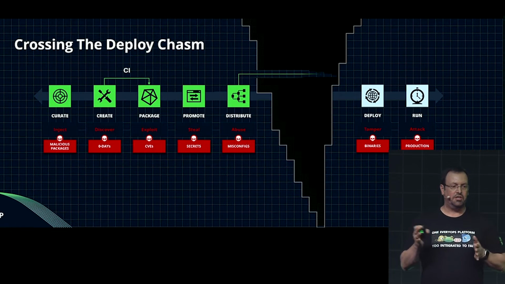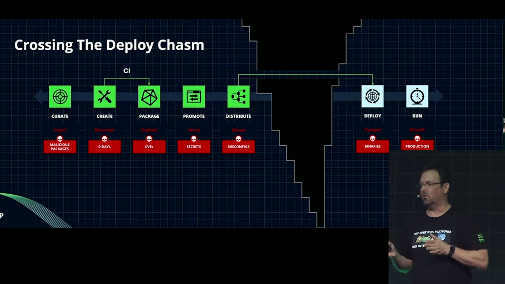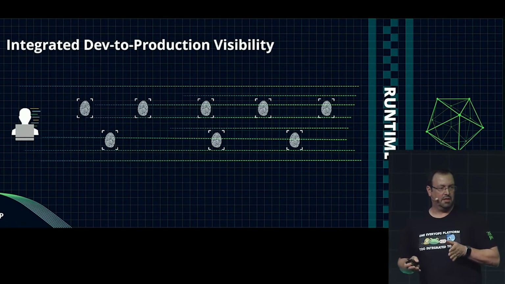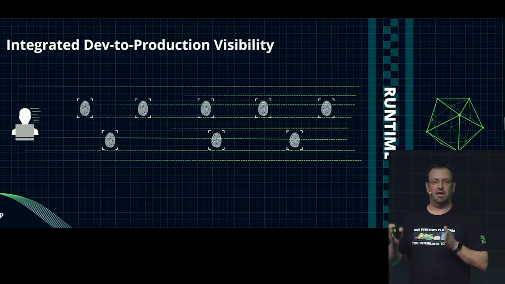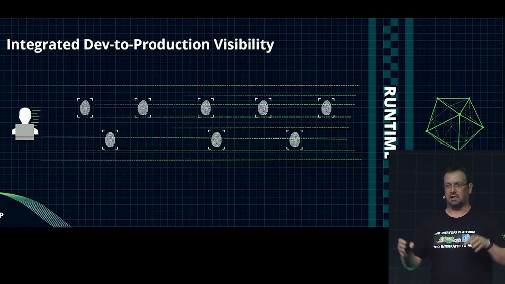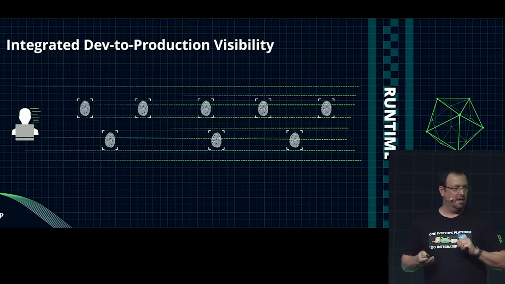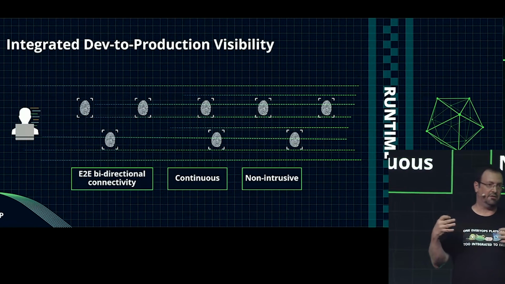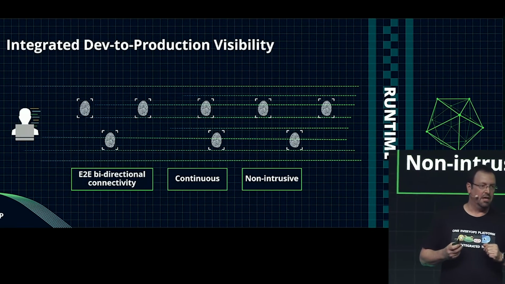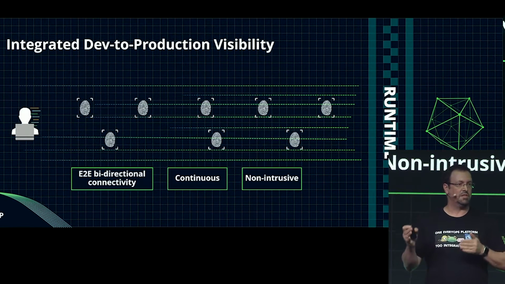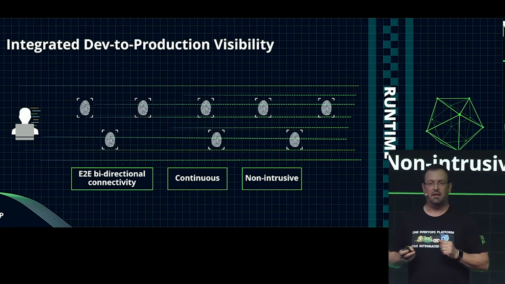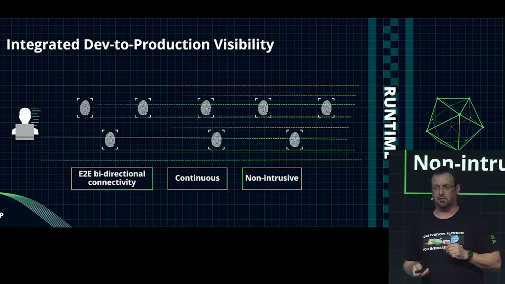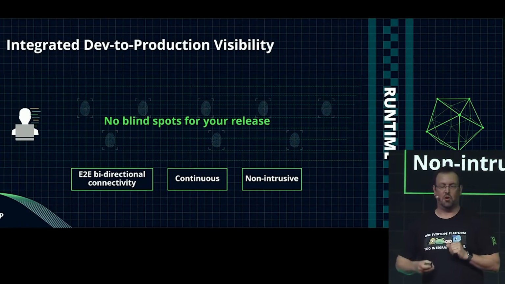We want to bridge this chasm. We want to restore your lineage to your software supply chain from production. And the way that we are thinking about it is an integrated dev to production visibility. This is security baked into the pipeline, which needs to be end-to-end and bi-directional, so we need to move laterally between the two edges. It needs to be continuous so that you don't lose this visibility over time, and it has to be non-intrusive. This is our philosophy for embedding security as part of the software supply chain, and then you have no blind spots.